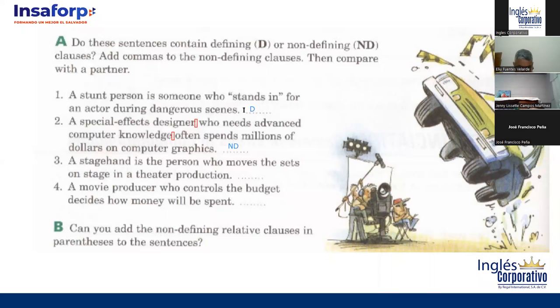If you see the first sentence, the main point, what I want to transmit, is the definition of this person, right? A stunt person is someone who stands in for an actor during dangerous scenes. Cool. Because actually that's what I want to say. So that's not the extra information, that's the information that I want to transmit, right? What about number two? In number two, as you can see, we have two things together. We have the person, the special effects designer, the type of information that this person needs, and how this person spends millions of dollars on computer graphics. So we have two things together, right?